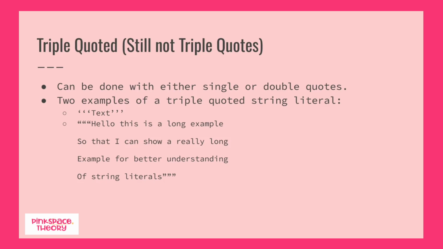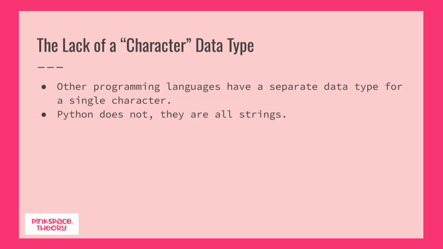Here I show two examples of triple quoted string literals. The first one is just a simple line of text encased in 3 pairs of single quotes, while below is an example of a long piece of text that encompasses several lines encased by 3 pairs of double quotes.